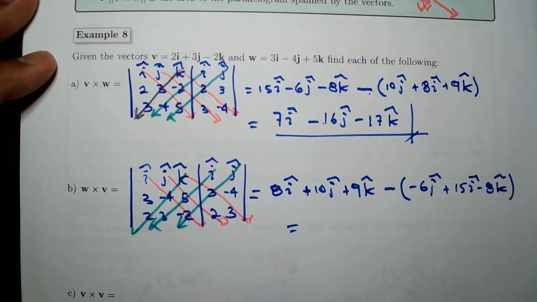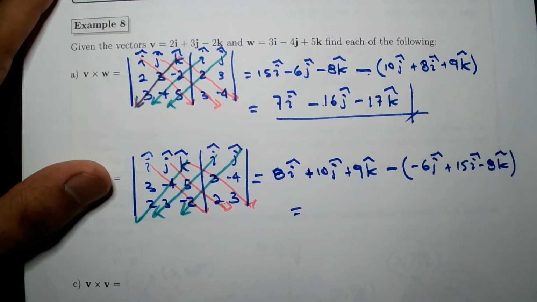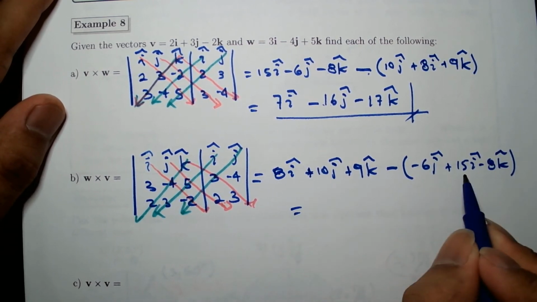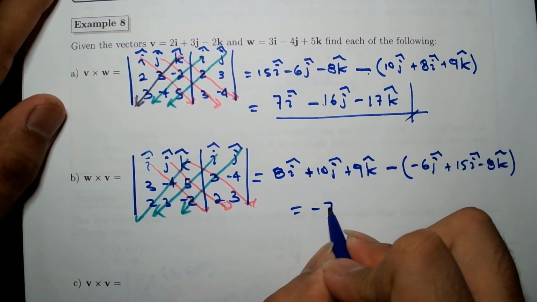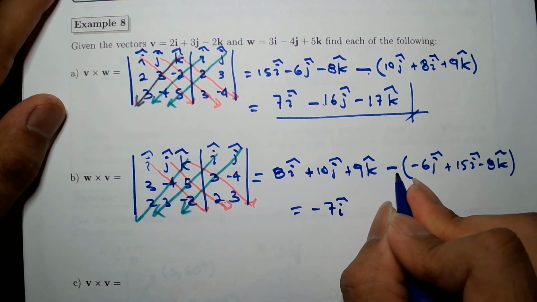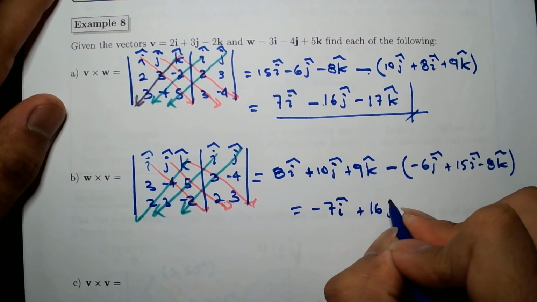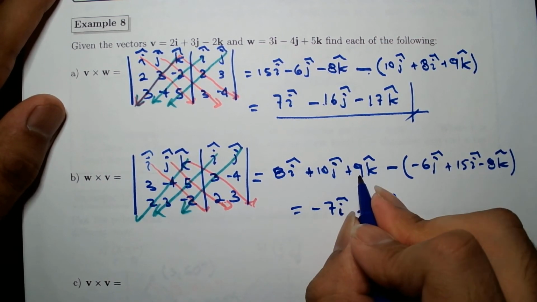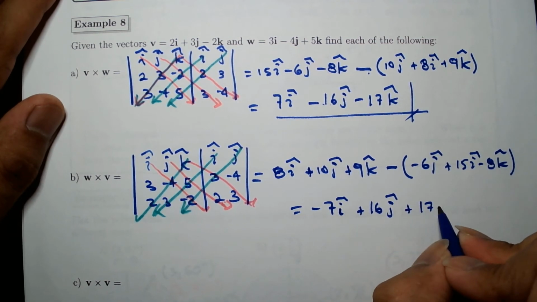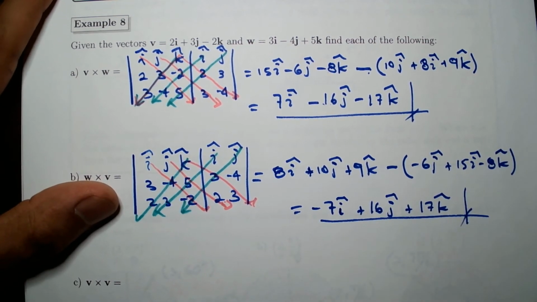So combining like terms, i's with i's, j's with j's, and k's with k's, well, for the i's, 8 minus 15, that's going to be negative 7. And then for the j's, 10 minus minus 6, that's a plus 16, that's a 16j. And for the k's, 9 minus minus 8, that's plus 8, that's a plus 17k. And in this case, well, that's the final answer.